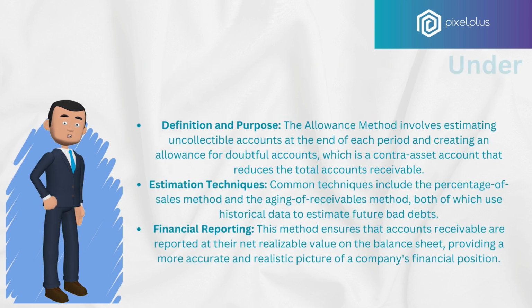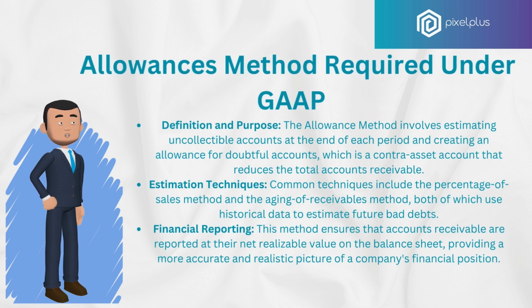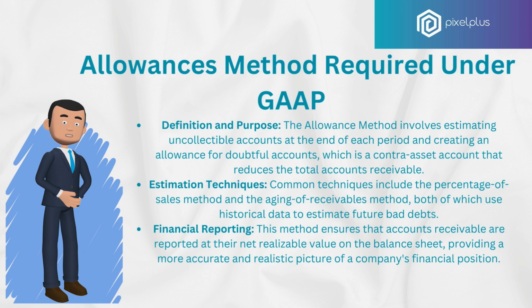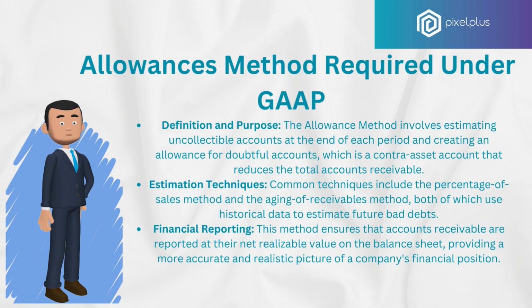The allowance method involves estimating uncollectible accounts at the end of each accounting period and creating an allowance for doubtful accounts, which is a contra-asset account that reduces the total accounts receivable. This method aligns with the matching principle of accounting, ensuring that expenses related to bad debts are recognized in the same period as the related revenues, providing a more accurate reflection of the company's financial performance.